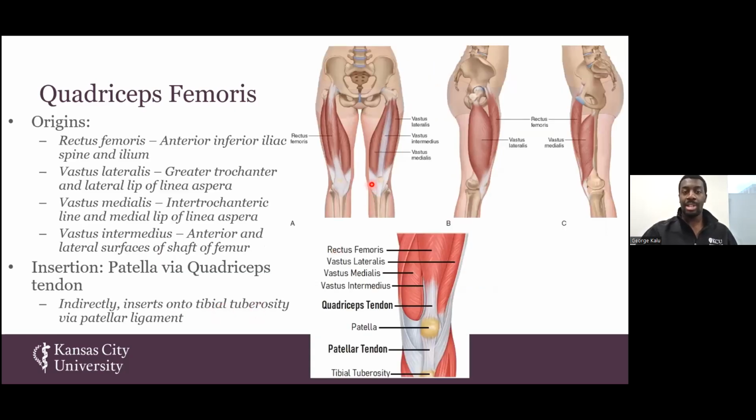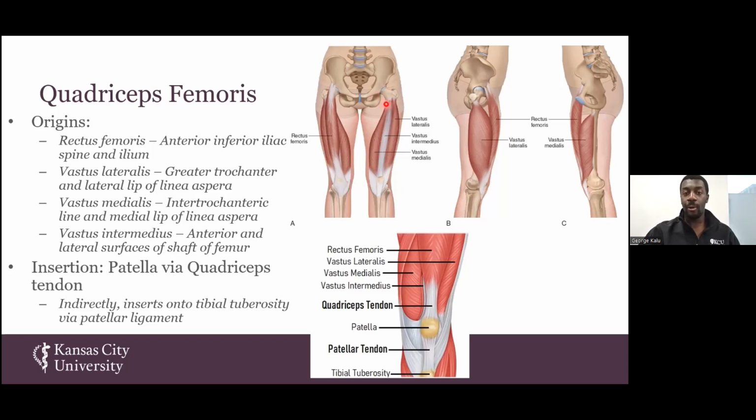When we look at the quadriceps muscles, those 4 muscles are all going to have different origins. So they're going to originate at slightly different spots. Rectus femoris is going to originate at the anterior inferior iliac spine and the ilium. Vastus lateralis is going to originate at the greater trochanter of the femur, as well as the lateral lip of the linea aspera. The vastus medialis is going to originate around the intertrochanteric line and around the medial lip of the linea aspera. And then vastus intermedius will attach around the anterior femur, as well as the lateral surfaces of the femur as well.